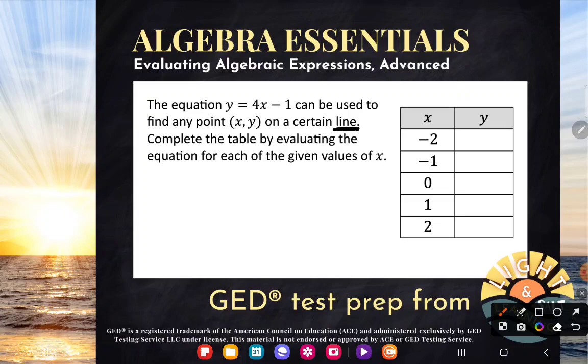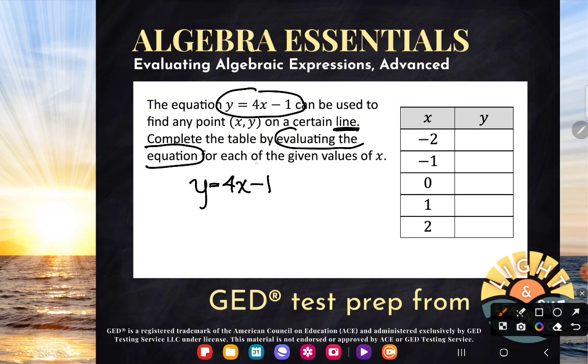Lines are Unit 2. But look at how this is just what we've been doing. You don't even have to understand much about lines in order to apply our skill of evaluating. They're asking you to evaluate the equation. Well, where's the equation? There it is. y equals 4x minus 1. And we're going to evaluate the equation for each of the given values of x. Looks a little different, but we have an equation. We want to evaluate it. We want to find out what it's equal to when we know x.